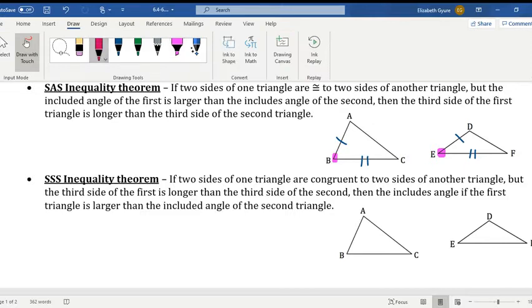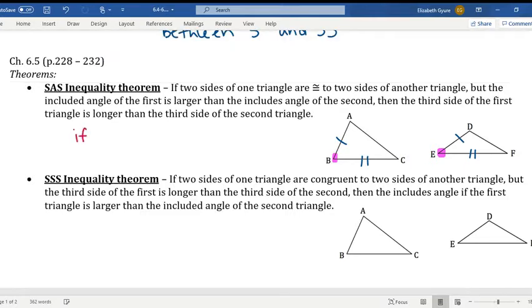So we could just say if the measure of angle B is greater than the measure of angle E, then the measure of AC is greater than the measure of DF. And that does only work if you have triangles with two sets of congruent sides. And it must be the included angle.